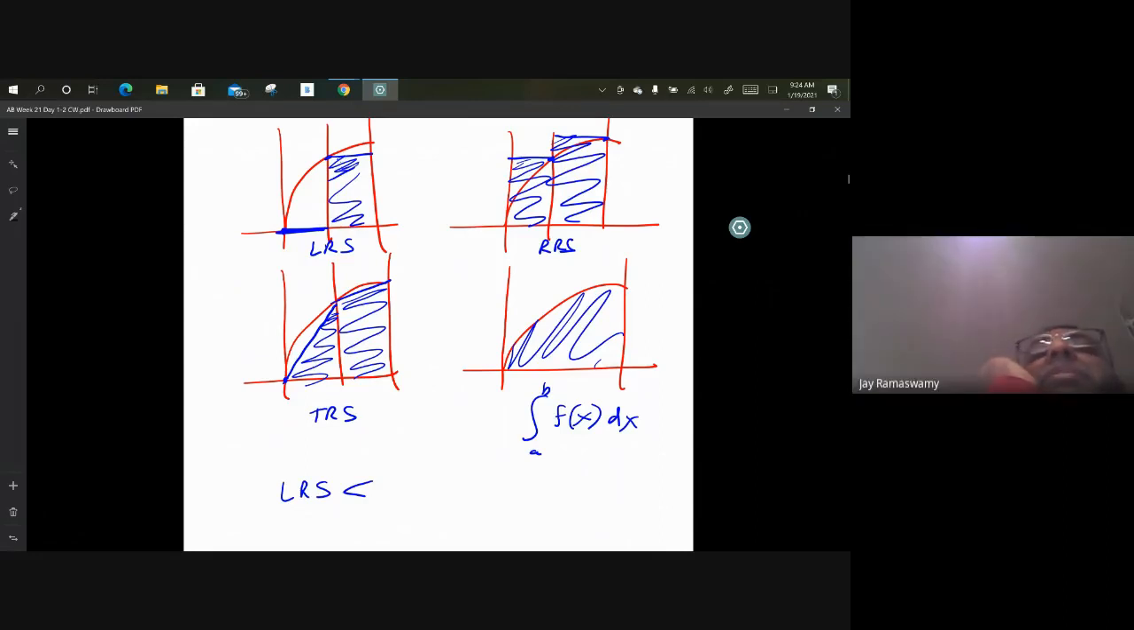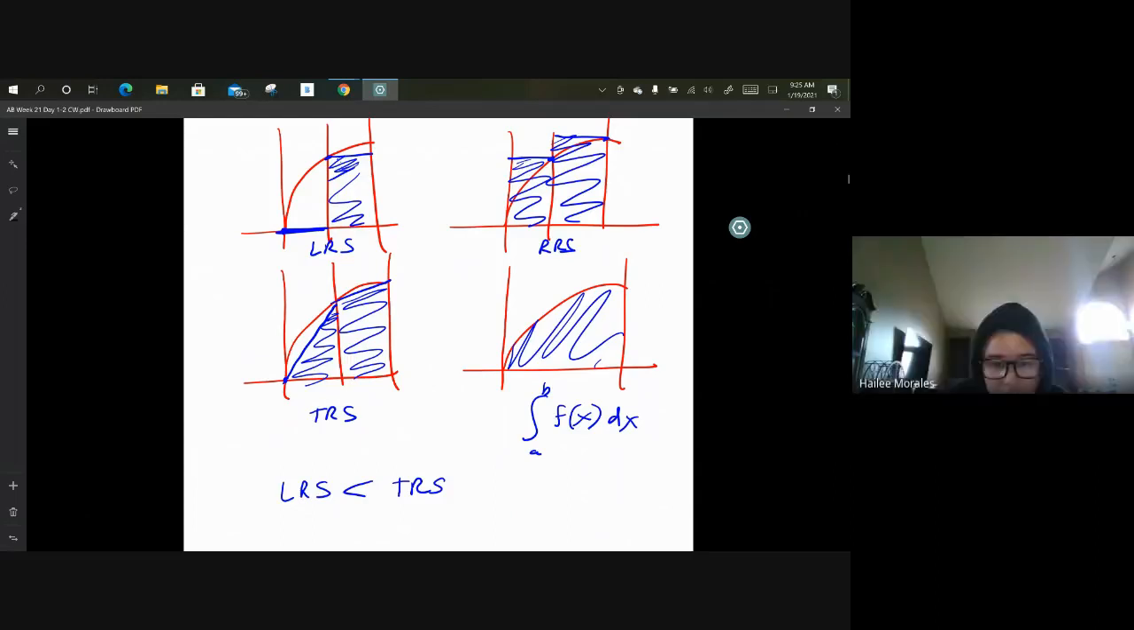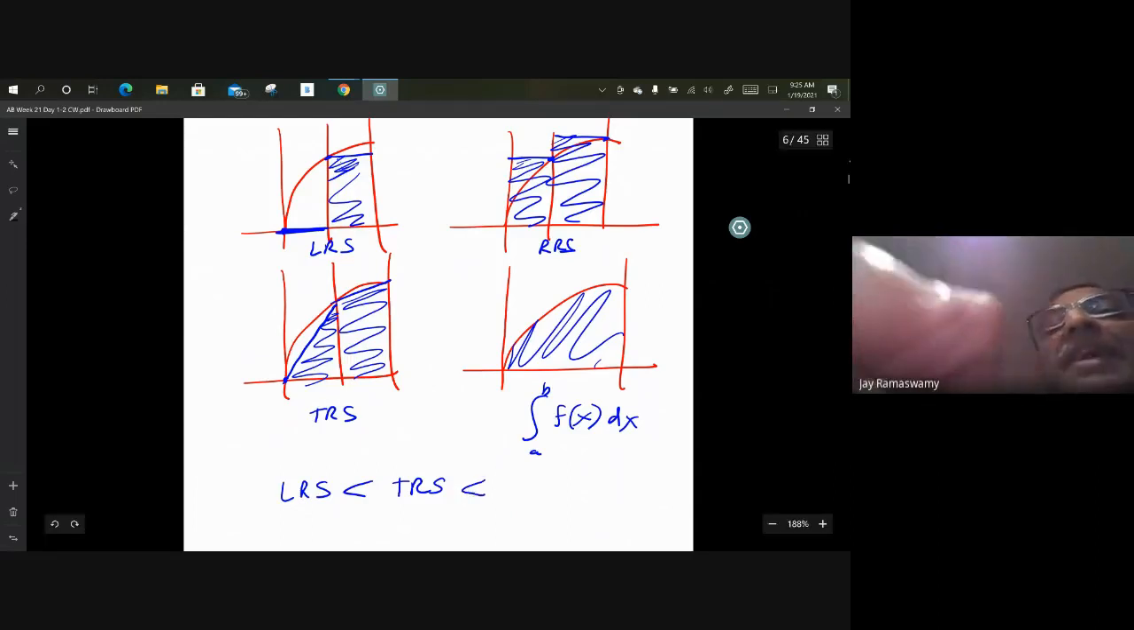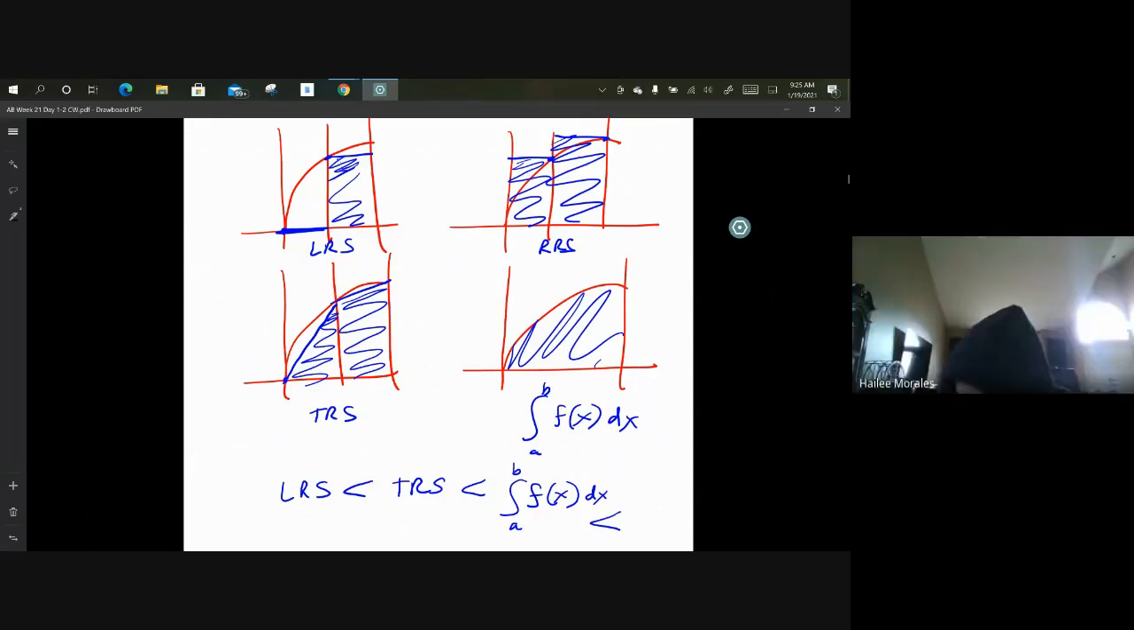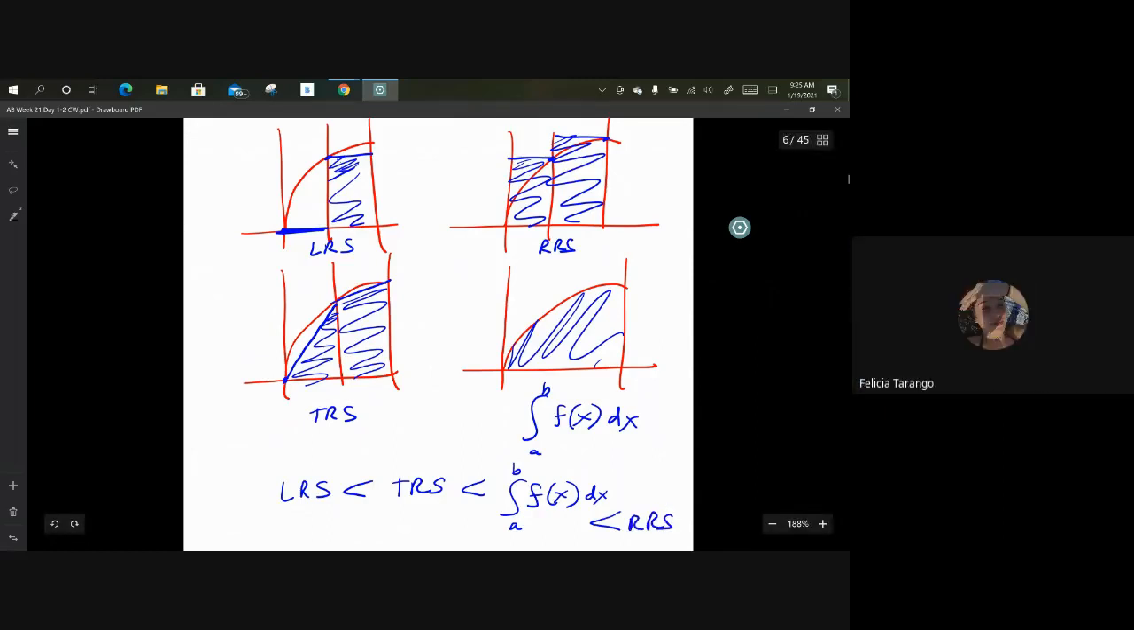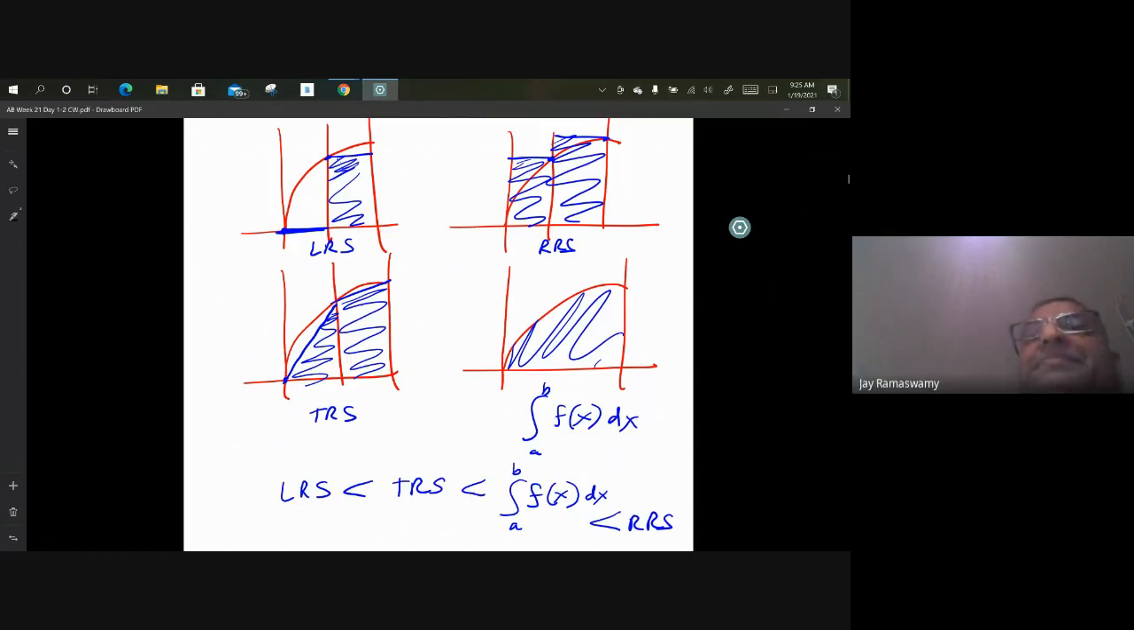In case you say, I don't know what you're talking about, underestimate, can you see you're below the actual area? So that's the trapezoidal Riemann sum. Is there any other underestimate? No. And then immediately the actual area will show up, because that's the exact one. And then finally, which is the overestimate? The right Riemann sum. And that's how easy that is.